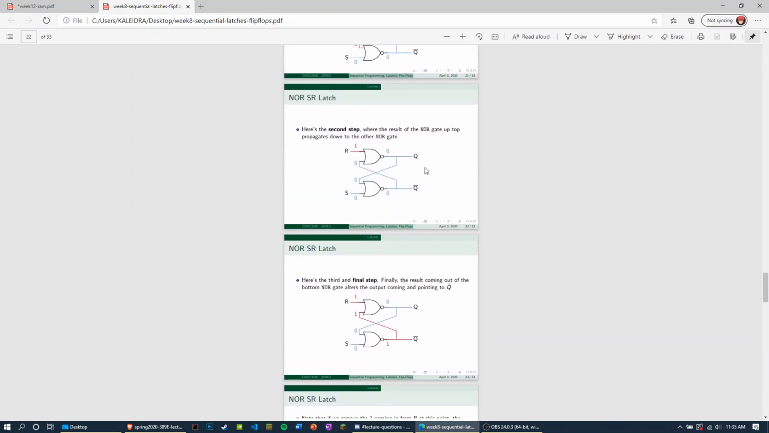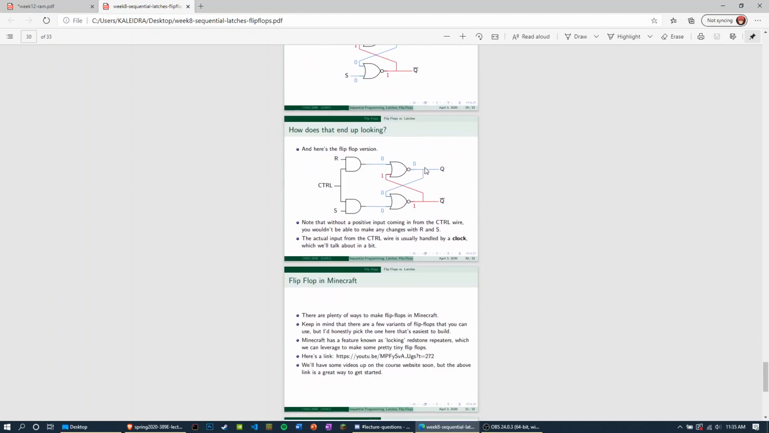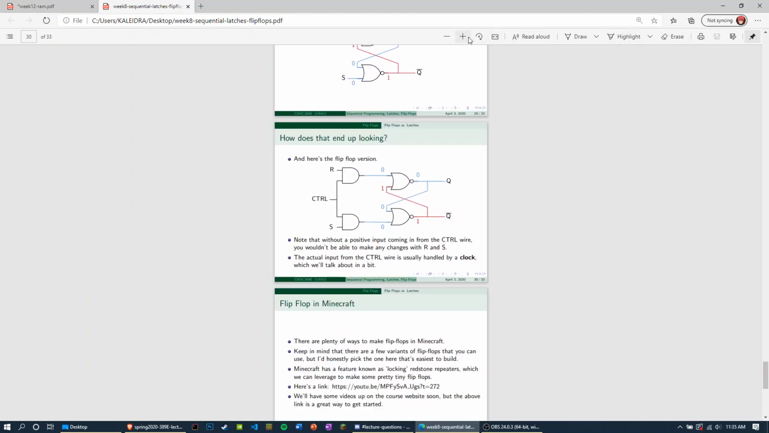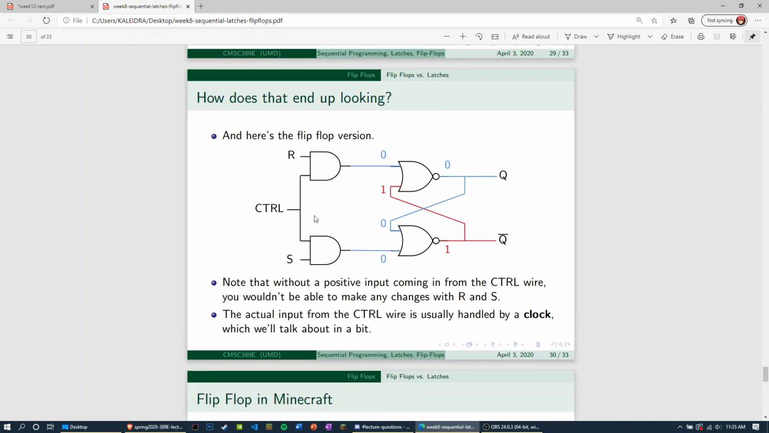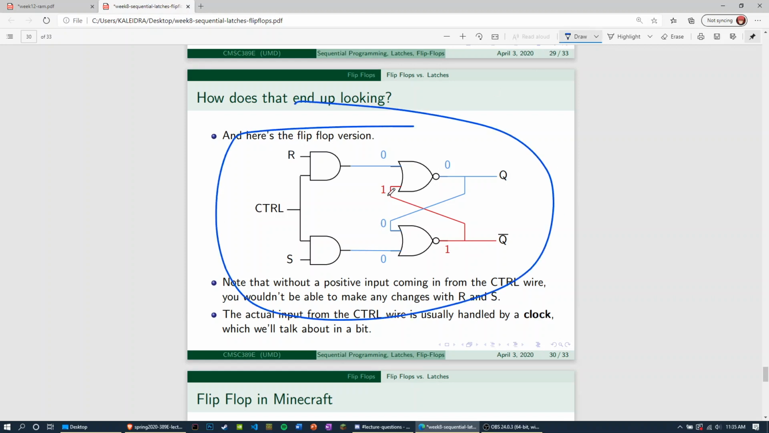Okay, awesome. This is what we're talking about, right? This bit right here. We have a control wire right here, and we have set and reset, right? And at the end of the day, this whole construct tells us whether, set or reset, Q is on or Q is off, right? So 1 or 0, right?